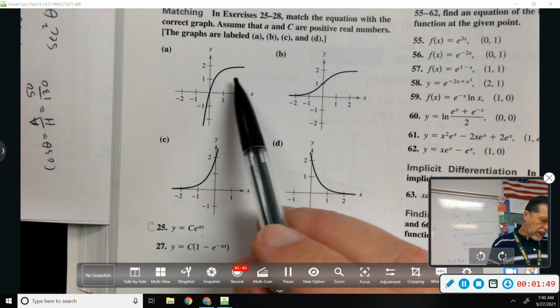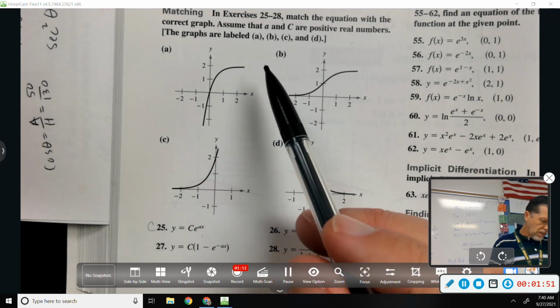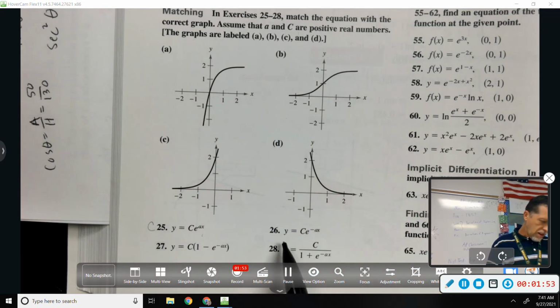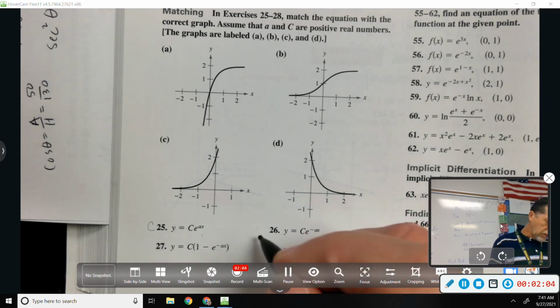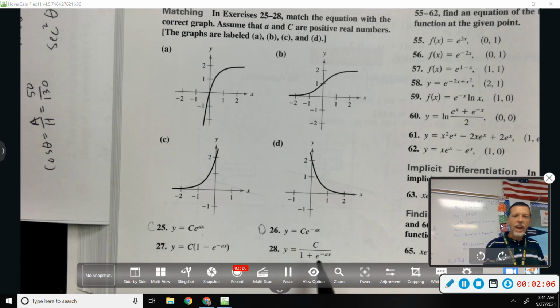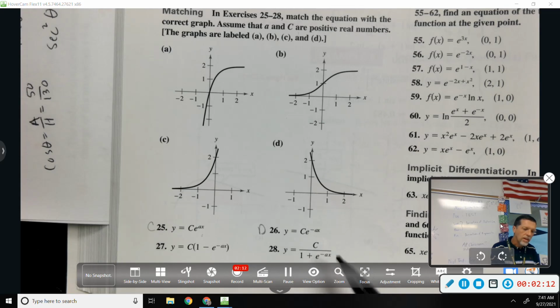A looks like it got flipped upside down. So I think that would be... Nope, that would need a negative in front of it. Well, 26 would be D, because that's exponential decay. Also, you could have just plugged in some numbers and played around and see what you got. The next two are kind of weird. I'll grant you that.